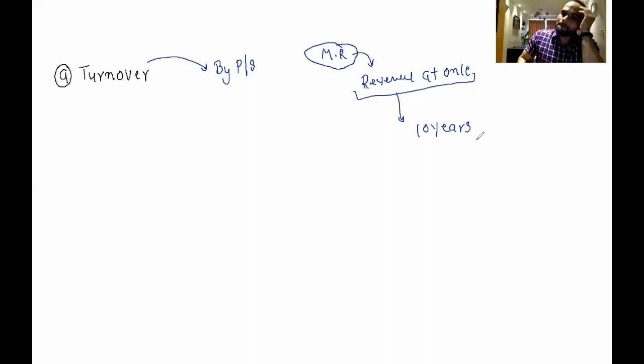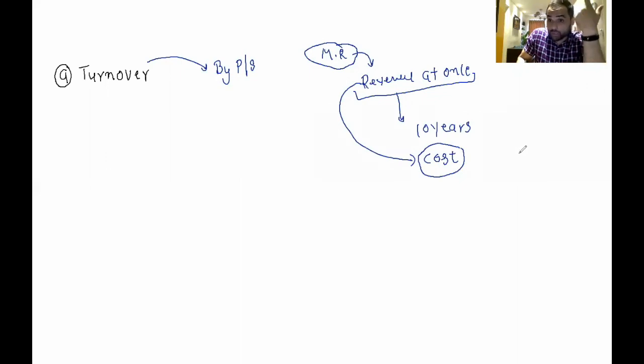So the revenue will be based upon the cost. Revenue will be based upon cost. Now, what does it mean, based upon cost? So, for example, the total cost of this 10-year project is $100 million. Right? $100 million is the cost of this 10-year project, which is building a metro rail.